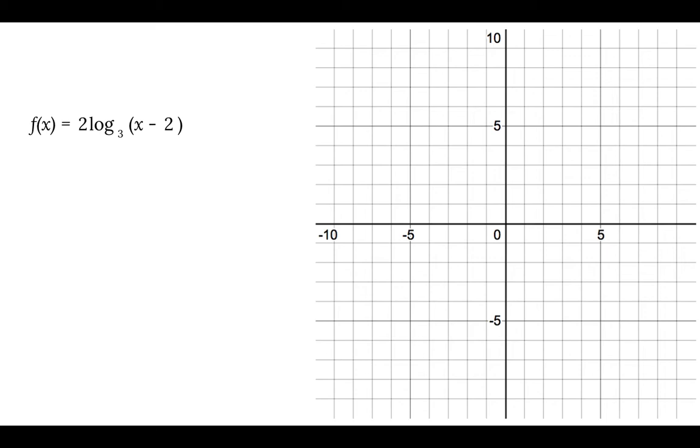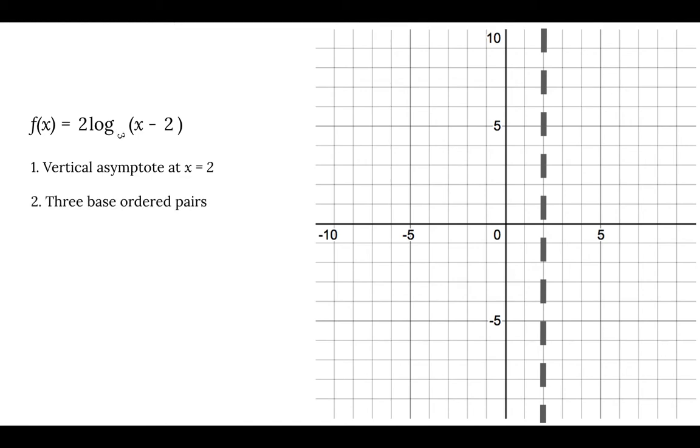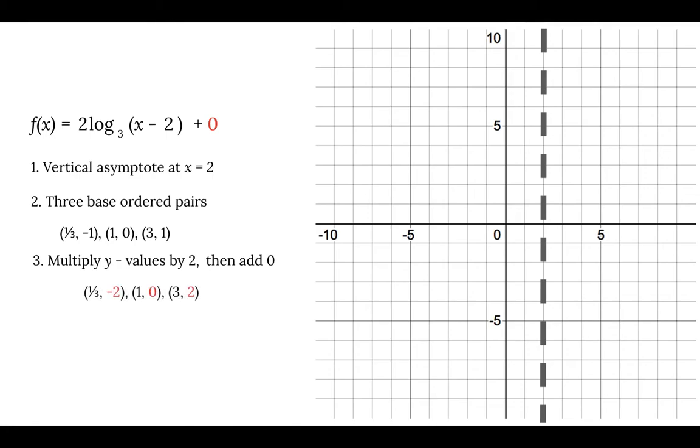One more example. f of x is equal to 2 times the log base 3 of x minus 2. So I've got the number inside. I use the opposite, it says minus 2, so I have a vertical asymptote at positive 2. Three base ordered pairs. Notice that the base is a 3. So now I've got 1 over 3, negative 1; 1, 0; 3, 1. Go to step 3. Multiply my y values by a 2. Then add 0. Notice that I actually didn't have a number on the outside there, so that means adding 0. So I'm going to multiply all of my y values by 2.